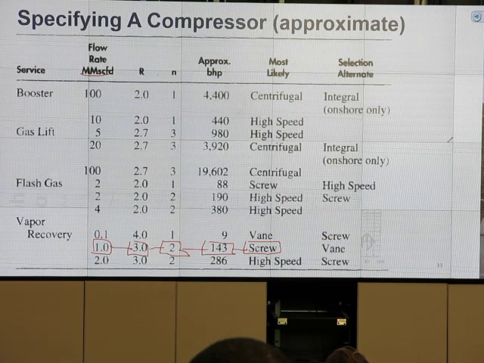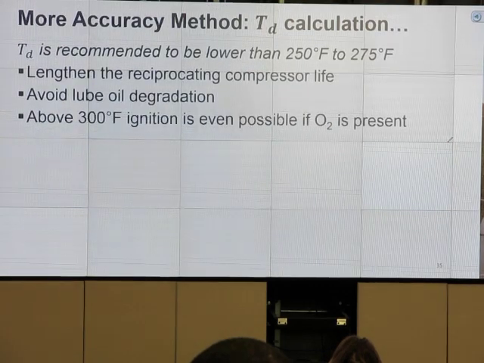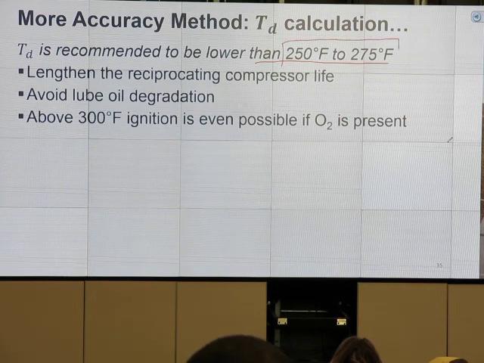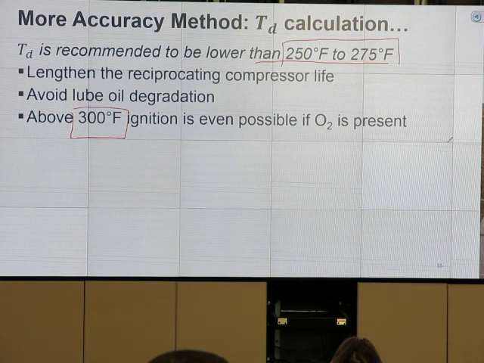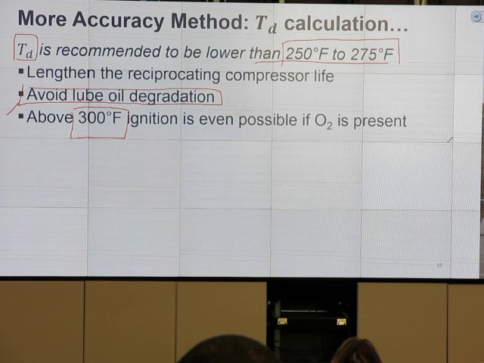So I don't need to read this chart, right? I don't need to read the chart. Recommendation for discharge temperature: it should be lower than 275, maybe 250 to 275. 200 F is too hot, okay? So we don't want the discharge temperature of gas to be too much, so that we avoid the lube oil from degradation. Lengthen the life of the compressor, okay?